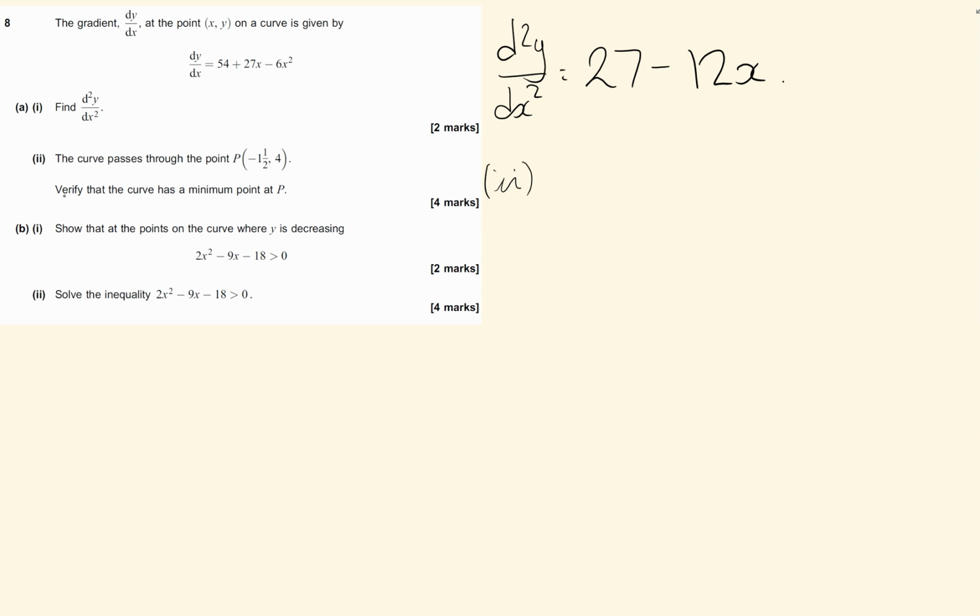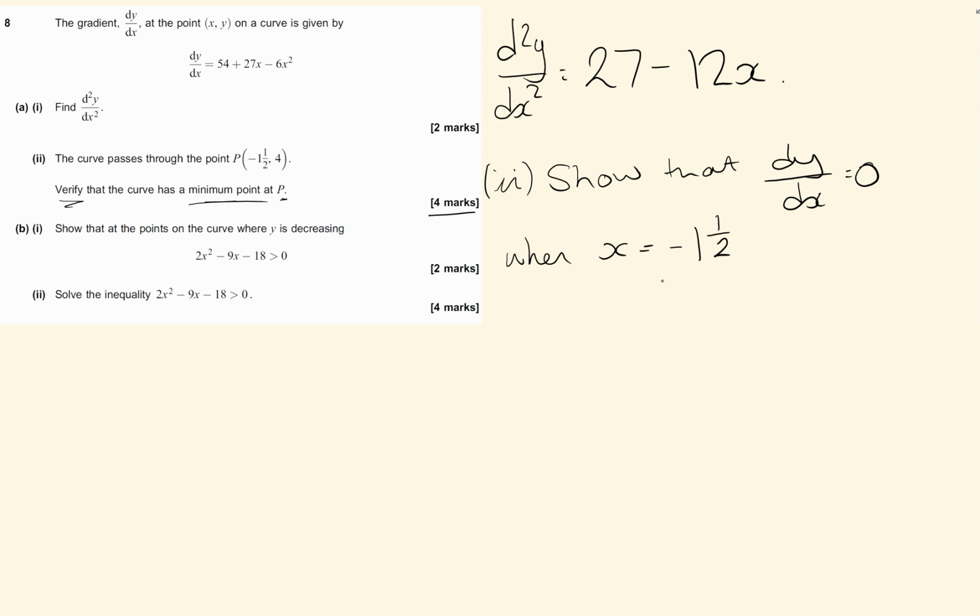It says verify that the curve has a minimum point at P. So the first thing we have to do is show that it has a stationary point at P before verifying it, and that's why it's worth 4 marks. So the first step is to show that dy by dx equals 0 when x equals minus 1.5, which I'm going to straight away change to minus 3 over 2, because I know it's going to make it so much easier than a mixed number.